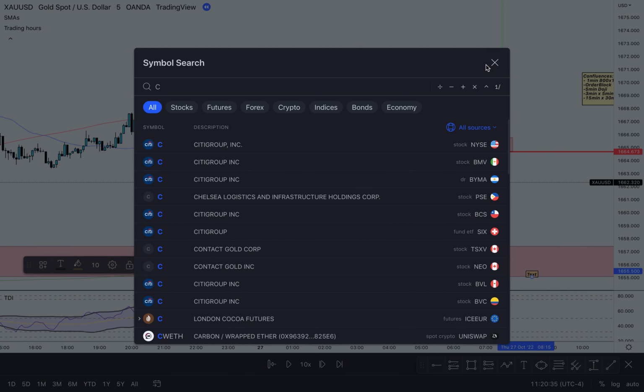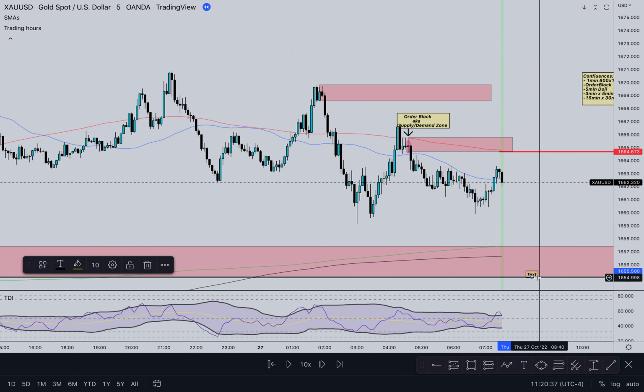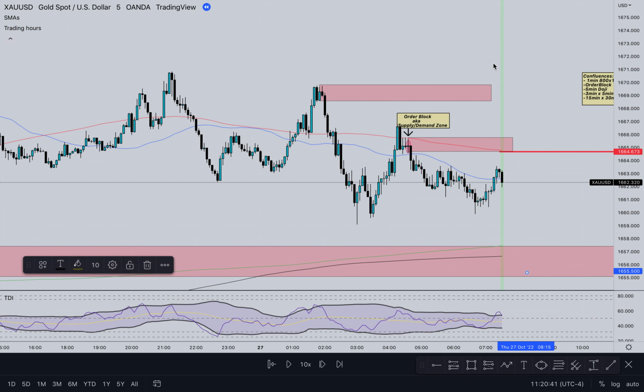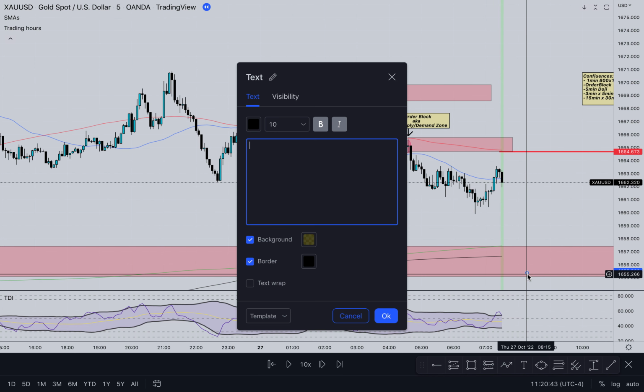Confluences. My computer be overheating. Yo, son. Yeah.